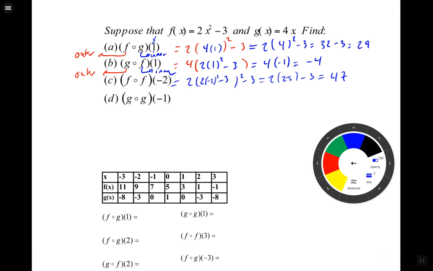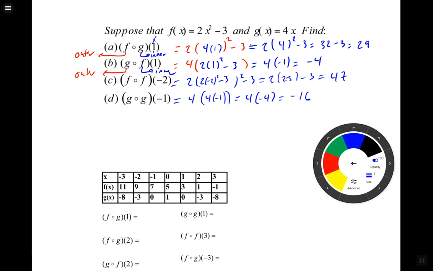Let's do G. It's simple. Yes, it is simple. So, do G inside of G. So what is G? We got 4, leave a parentheses, and then our inner is going to be 4, leave a parentheses. What am I putting inside there? Negative 1. So what's 4 times negative 1? So I got 4 times negative 4. What's 4 times negative 4? Negative 16, and that was easy, wasn't it?